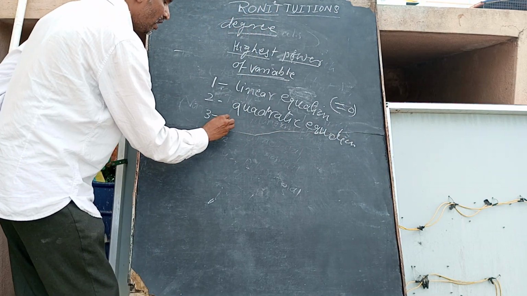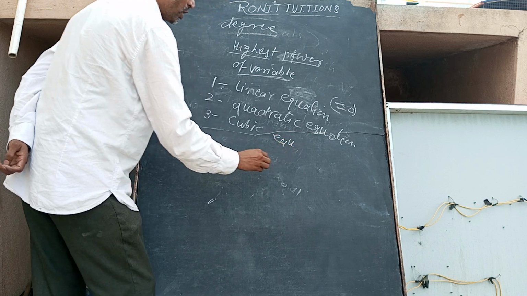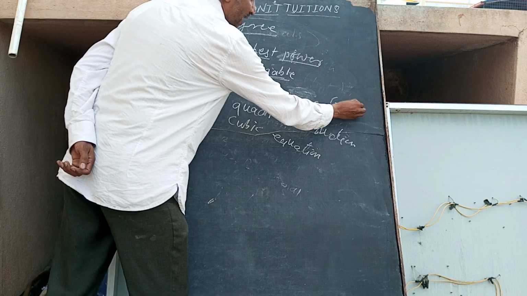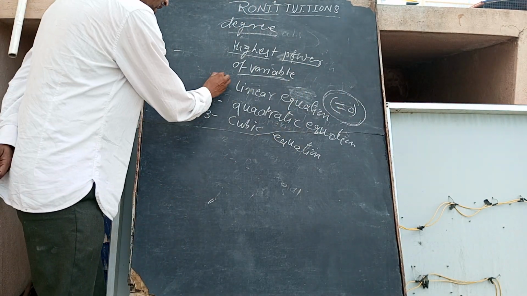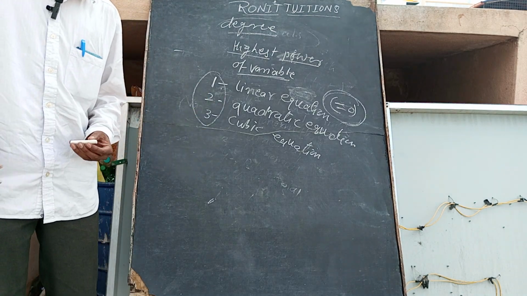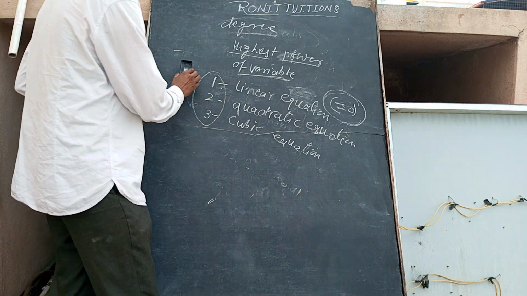A 3 degree polynomial is called a cubic equation or cubic polynomial equation. I am using the word equation here because I have written equal to 0 or equal to something in it. Now, what are these degrees that we are writing? Suppose I write one algebraic expression or equation, and in it we find how much degree it is.